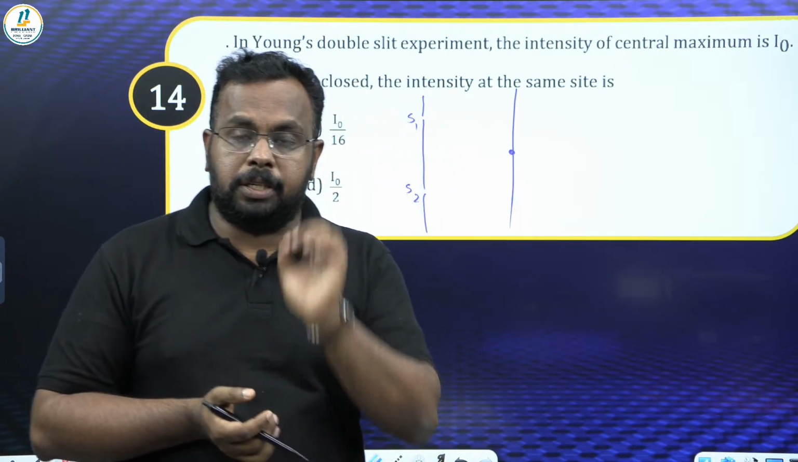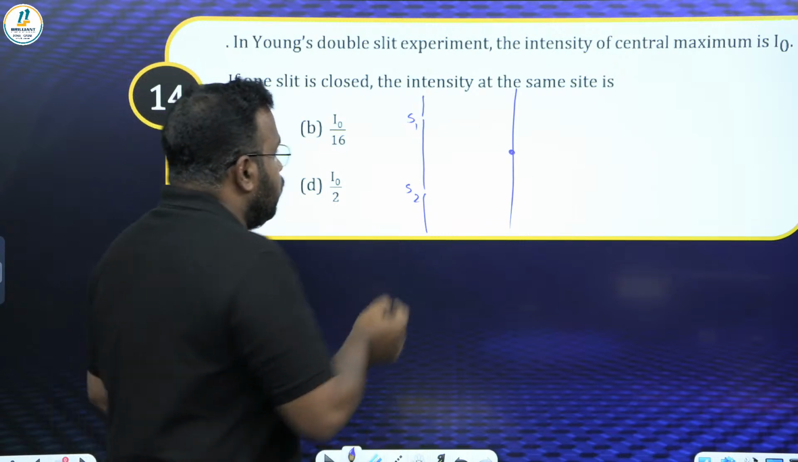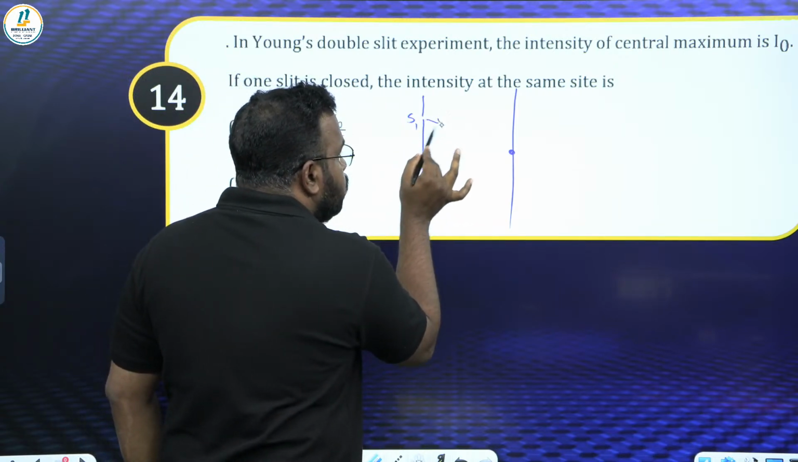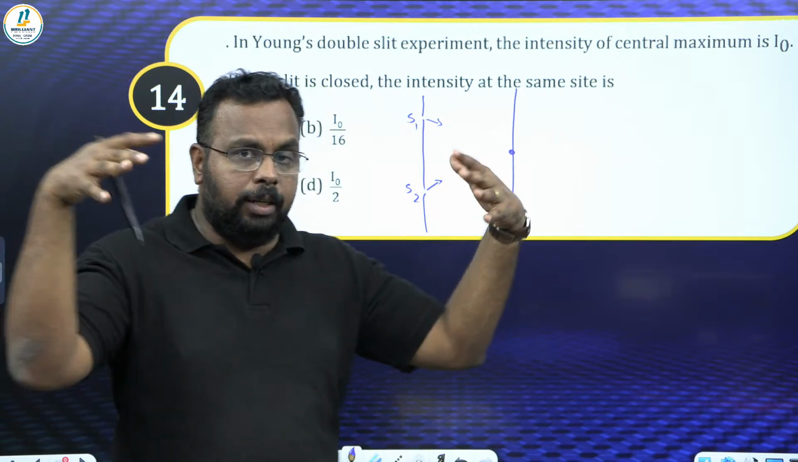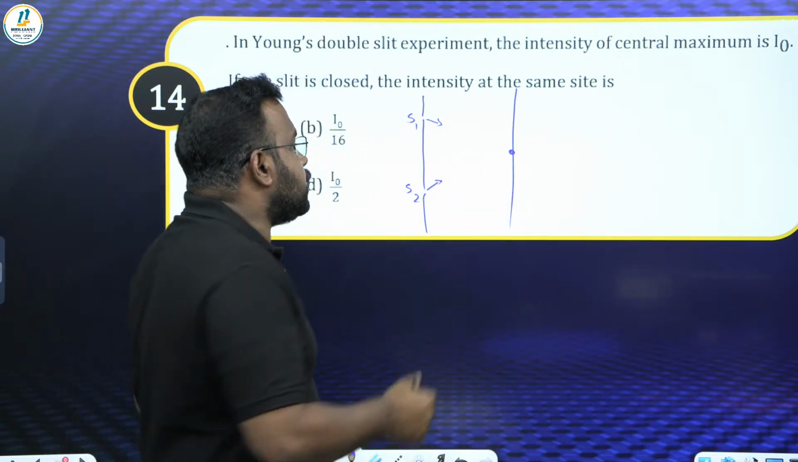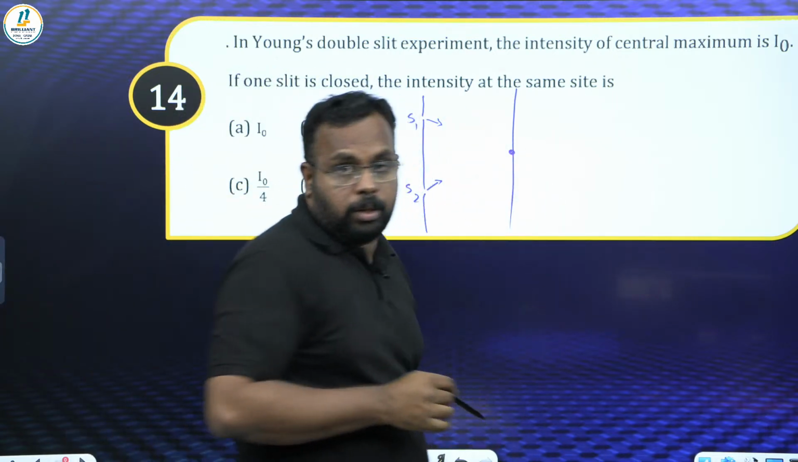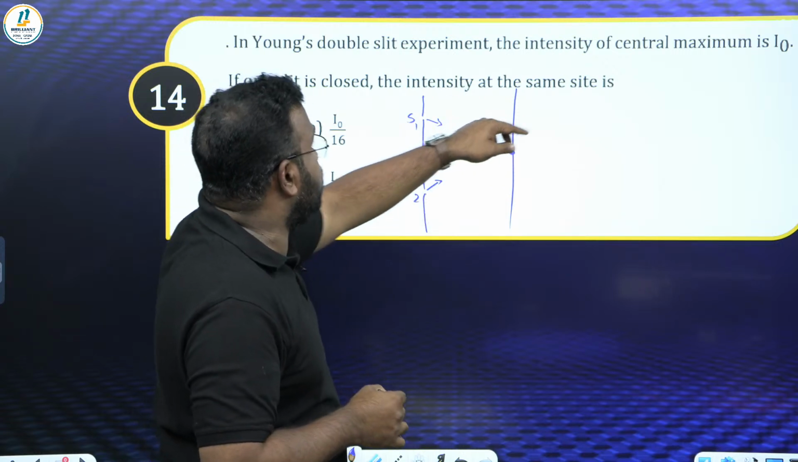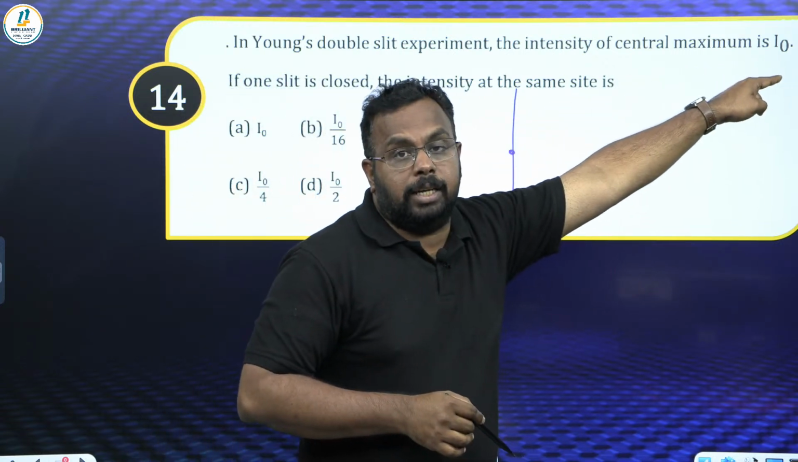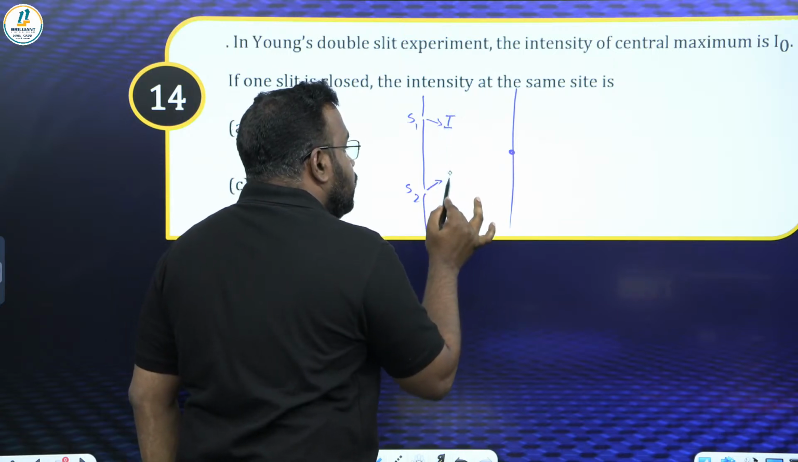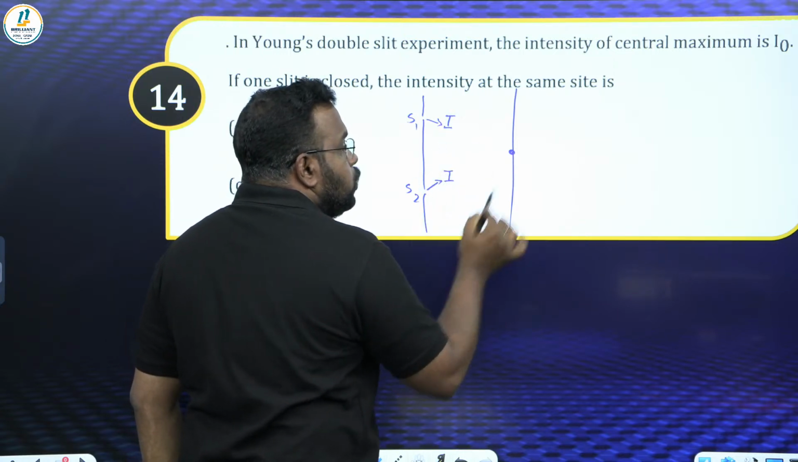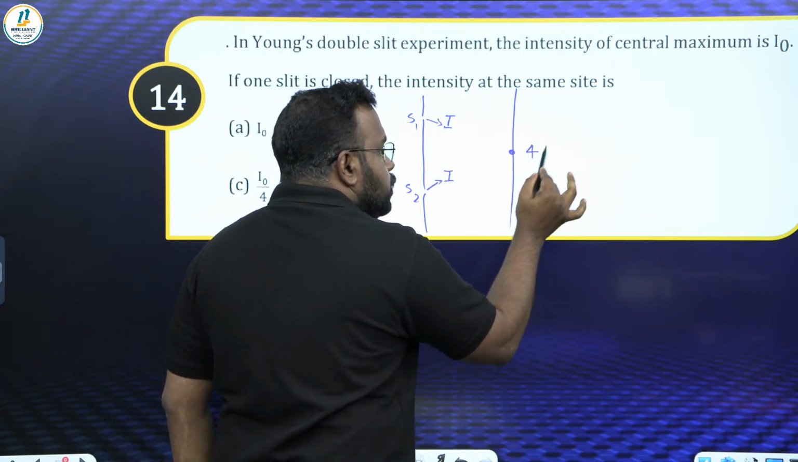In our derivation, in our formula, we have taken the intensity of light from this one and this one as I0, and we got the resultant intensity as 4I0. But in this question I cannot do like that because the resultant intensity is given as I0. So what I am doing here is taking this as I and this as I. If these two are I, the resultant intensity is 4I.